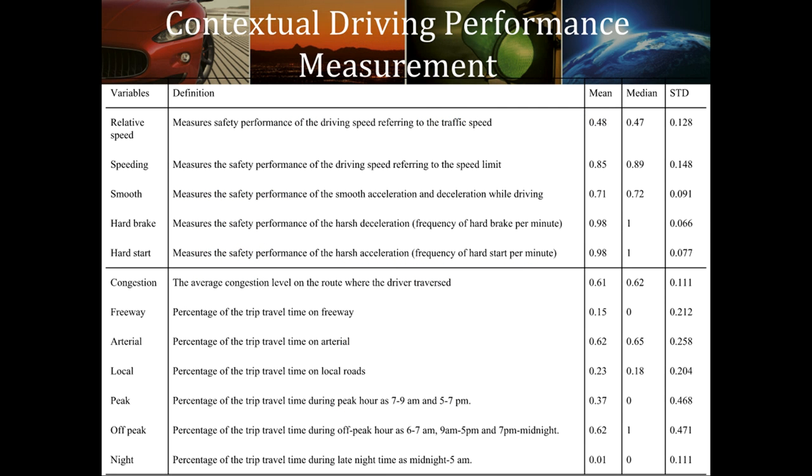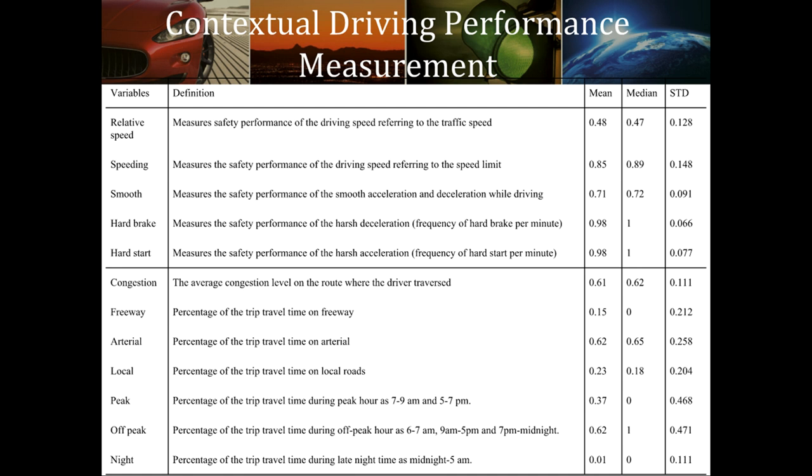The table on this slide defines and summarizes the 5 trip-level measurements, including relative speed, speeding, smoothness, hard brakes, and hard starts. The first two, relative speed and speeding, include contextual features, while the other 3 are solely based on GPS speed from the vehicle trajectory data.